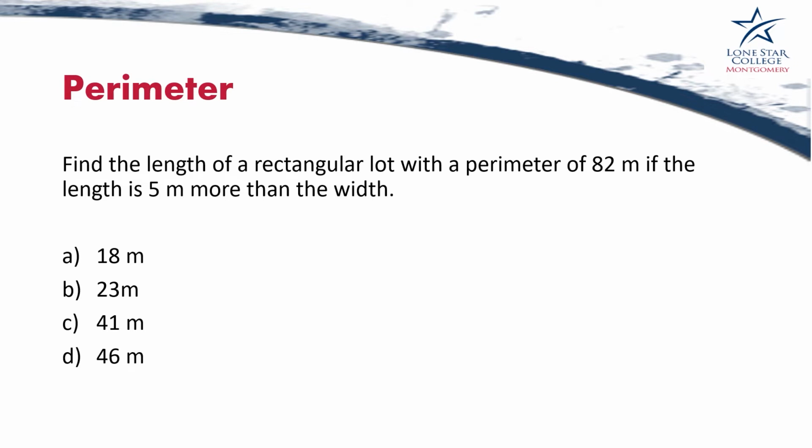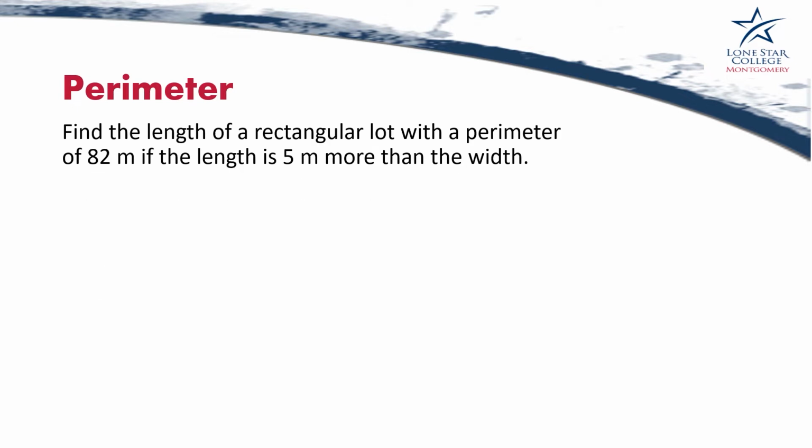Find the length of a rectangular lot with a perimeter of 82 meters if the length is 5 meters more than the width. So we have a rectangular lot, and a rectangle consists of a length and a width, the longer side being the length, the shorter side the width. We don't know either the length or the width, but we know that the length is 5 more than the width. So whatever the width is, you add 5 to it to get the length. So let's call the width just W. That means the length would have to be whatever the width is plus 5.